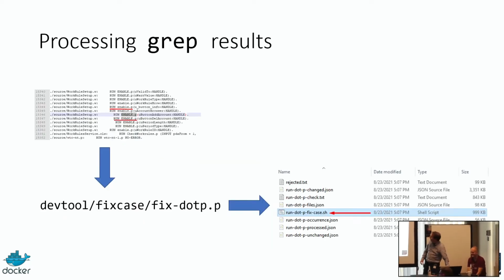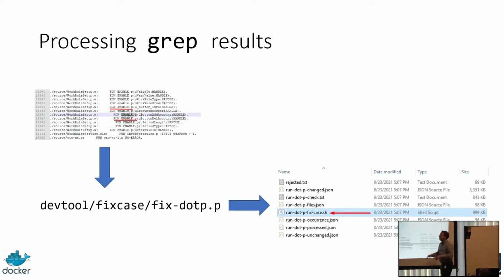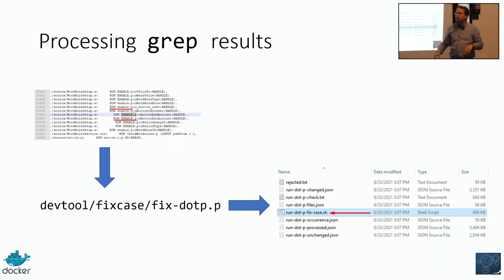Well, so now we have the results of the grep, and then I created a fix.p, and this outputs just a real bunch of files, because when you're dealing with so many changes, you want to know upfront what you're doing. So I ended up with a couple of different files. For example, which ones do I reject? So if I look at a line and I see there's a comment in front, I don't need to do anything about it, so I reject it.